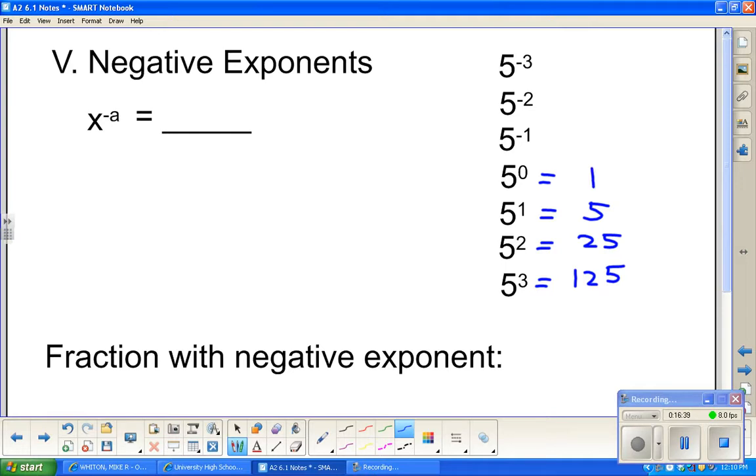As the exponent gets bigger, as we're moving down this pattern here, aren't we multiplying by 5 each time? Times 5 again. So to work backwards, you're kind of dividing, aren't you? 125 divided by 5, you get 25. Divided by 5, you get 5. Divided by 5, that's one of the reasons why you get a 1. 5 divided by 5. So follow the pattern.